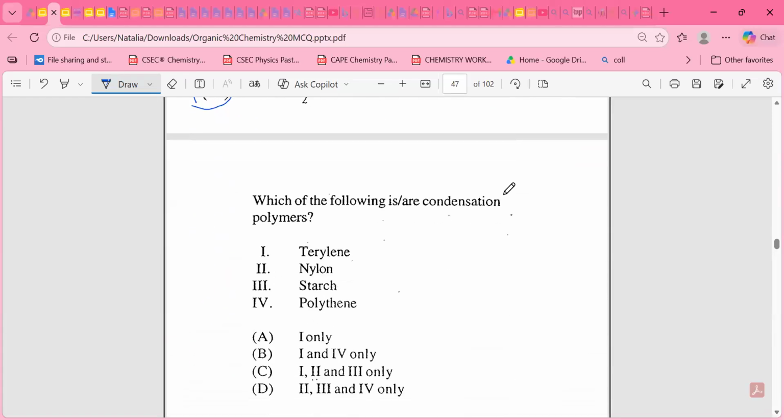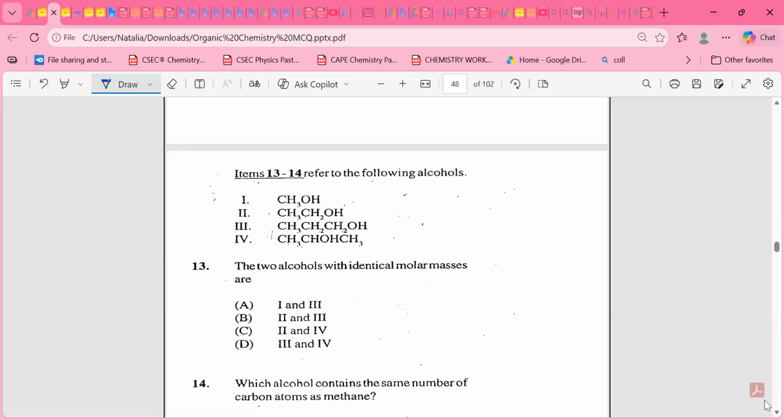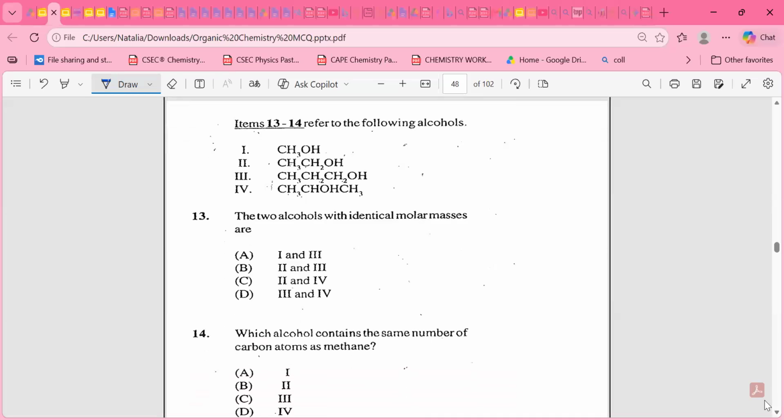Which of the following is condensation polymerization? We did this already. Something wrong. Methanol, ethanol, propanol. I don't know what this is, above my pay grade.